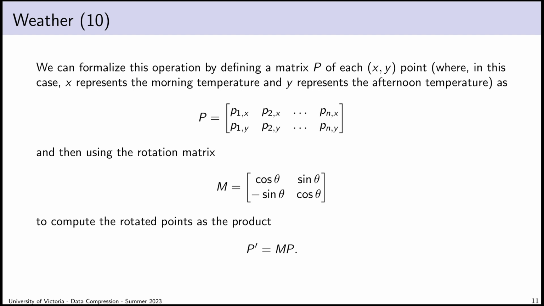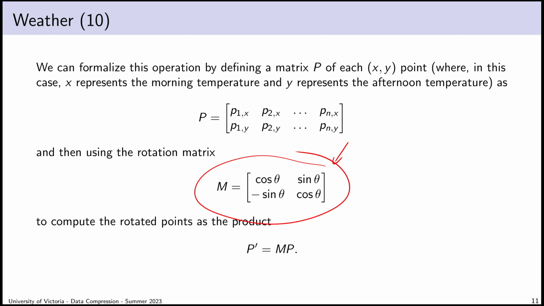So I can formalize the transformation, and the reason I'm doing it this way is because later in this lecture, we're going to want to formalize the DCT in terms of matrices. I can formalize the transformation by taking all of my input points, so my original XY points, putting them in a matrix as the columns of the matrix. We'll call that matrix P. And then I formulate the rotation matrix that I'm using. So if I'm performing a rotation, I can write that down. It is a linear transformation. I can write it down as a matrix.